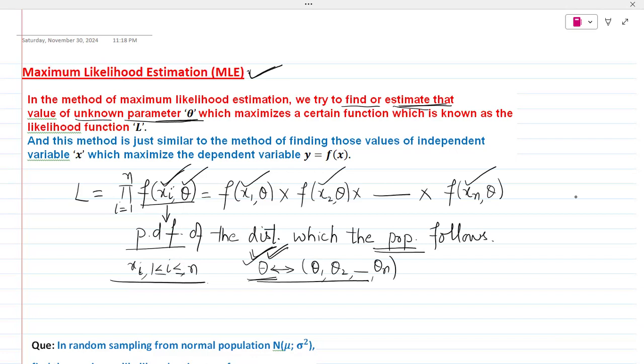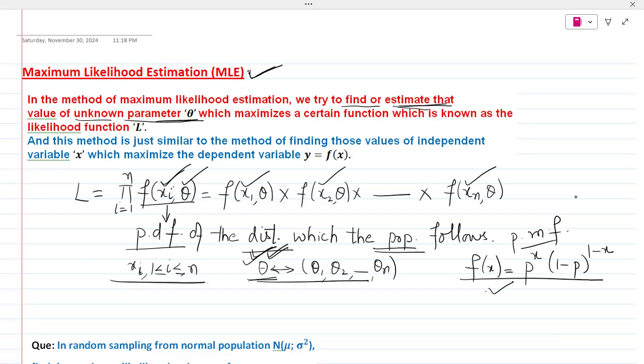Now, for example, suppose our population has a Bernoulli distribution. Then we know the probability distribution function is given by f(x) equals p raised to power x times (1 minus p) raised to power (1 minus x). Actually, this is the probability mass function.